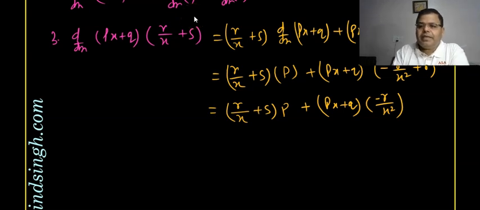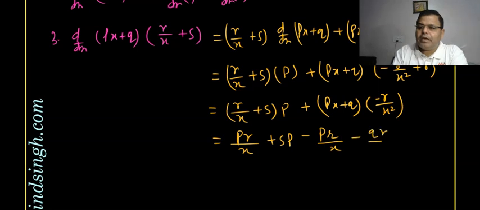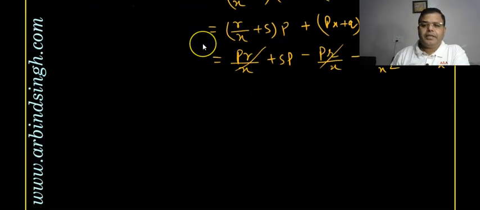That will be the answer. Even if you leave it like this, there is no problem. Let us see one more step. This is pr by x plus sp, and here minus, so it will be minus pr by x, and minus qr by x square. So pr by x and pr by x cancel, and what is left is (sx minus qr) upon x square. So this is all about the third question.